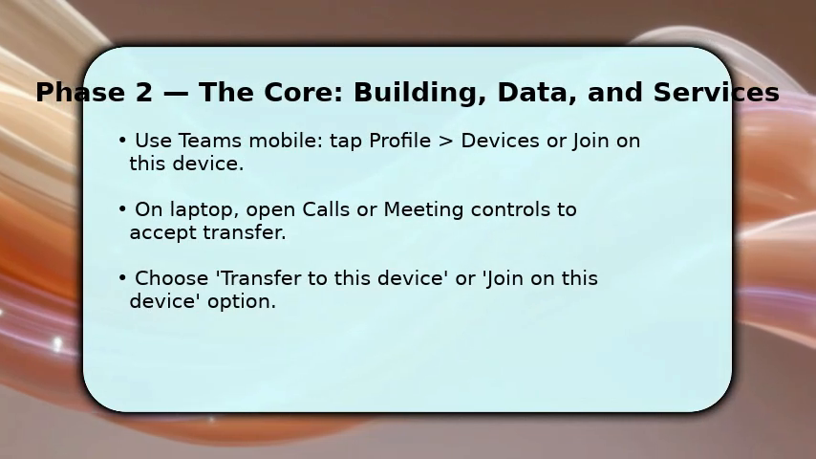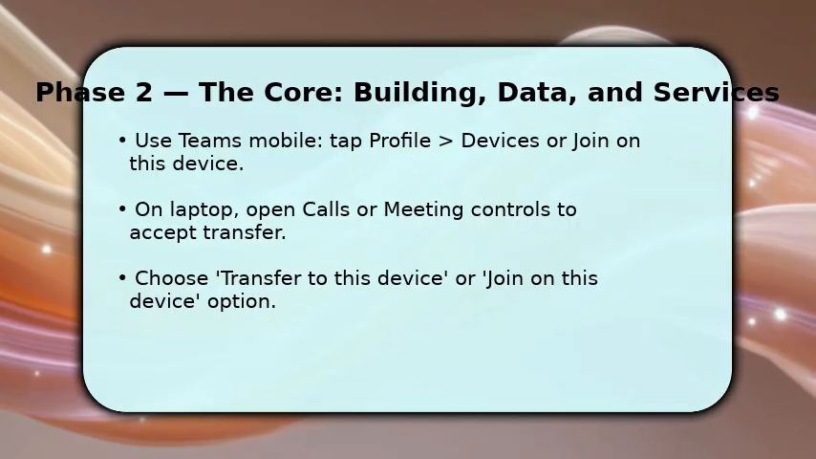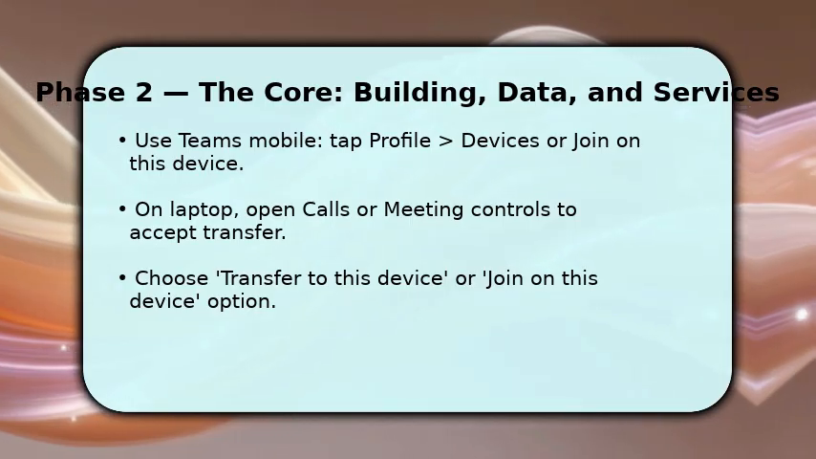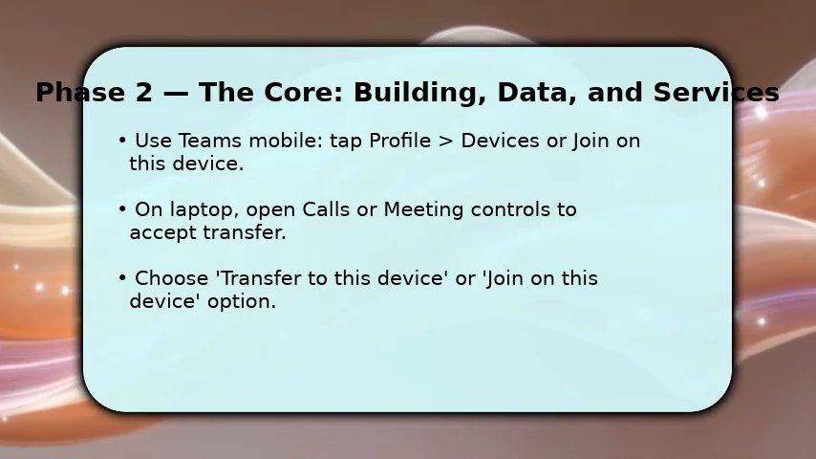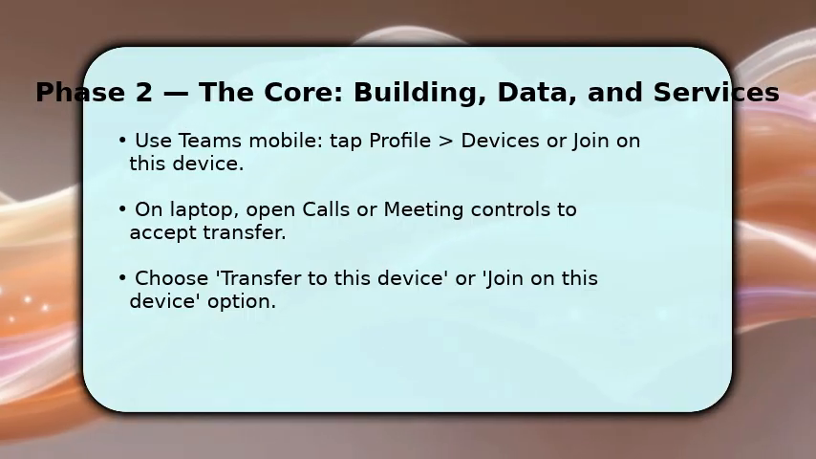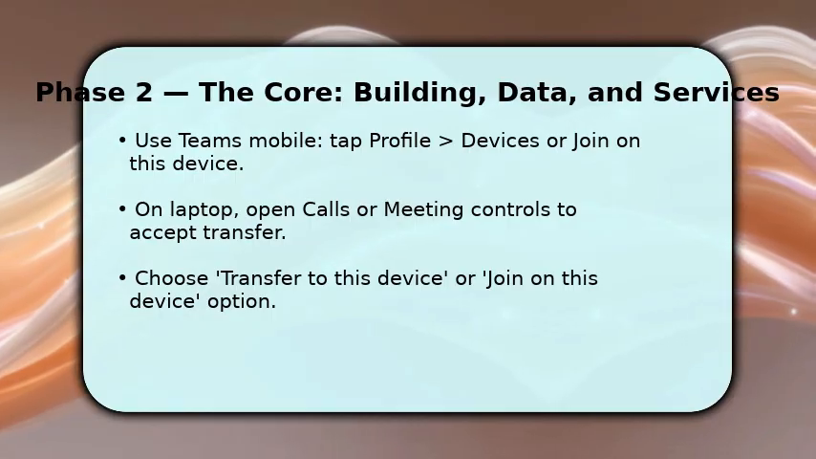Now perform the device link. On your phone, tap your profile, then Devices or the meeting control that says Join on this device. This broadcasts a session. On your laptop, open Teams and check calls or the meeting controls. Look for the incoming transfer prompt. Select Transfer to this device or Join on this device. This moves audio, video, and screen sharing.